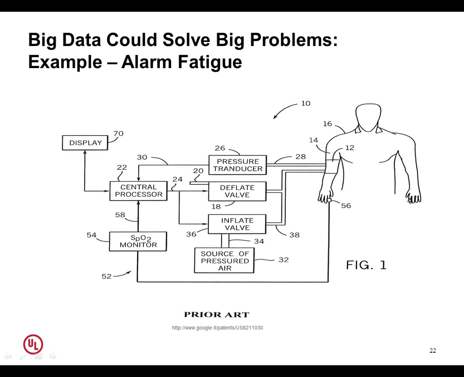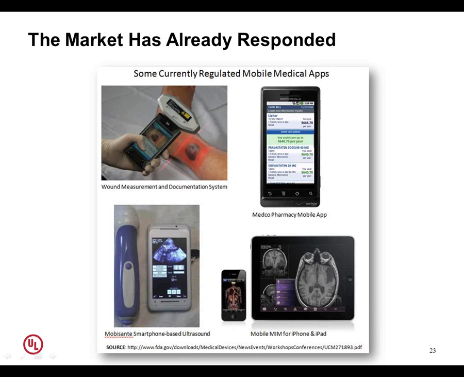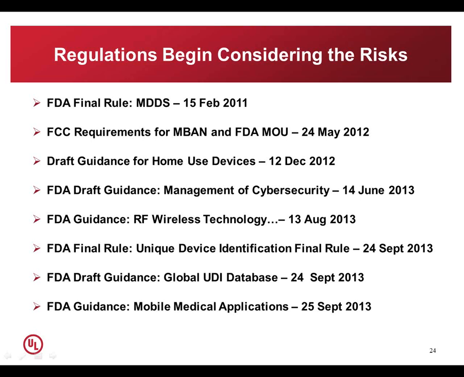So the market has already started to respond to these kinds of things. We see some technologies that are already regulated. The FDA has cleared over 100 mobile apps already. Some of them transform devices into communication devices, into medical devices, etc. And the regulators have begun to consider the risks. So there are a number of different regulations and guidance documents that have been released around this. The focus of today's discussion, which we'll get into in the second half in more detail, is the mobile medical app guidance.